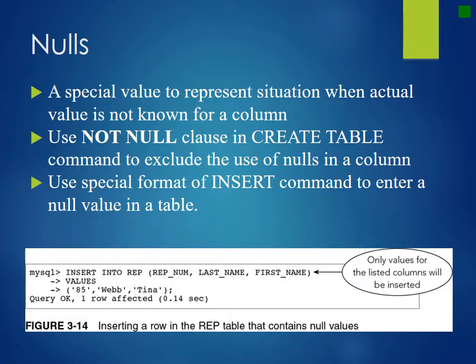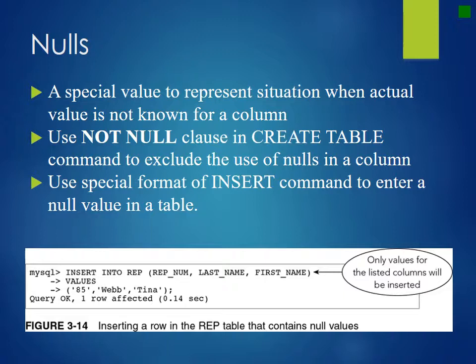Sometimes there's not a value for a field in a row when you're entering data. This is where a null value is used. A null is a special value to represent a situation when an actual value is not known for a column. You can use the not null clause in the create table command to exclude the use of nulls in a column. The default is to allow null values.